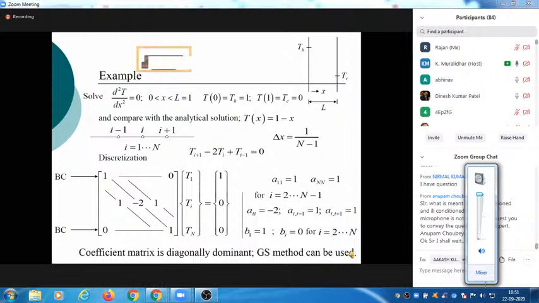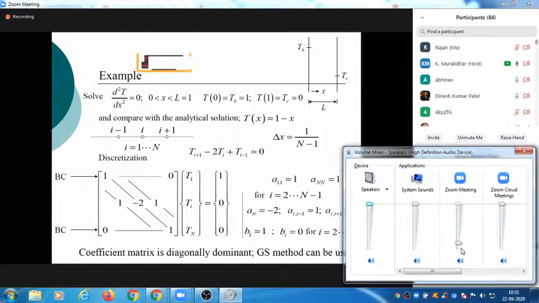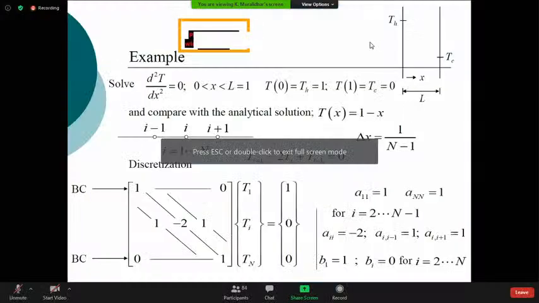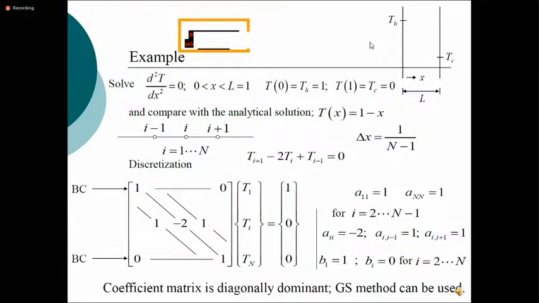Now this matrix you can see is tridiagonal. There are 3 diagonals. And it also has diagonal dominance because the diagonal term is greater than or equal to the sum of the off-diagonal terms. And if you look at the first row and the last row, you have strict diagonal dominance. So here you can use the Gauss-Seidel method and then iteratively obtain the solution.